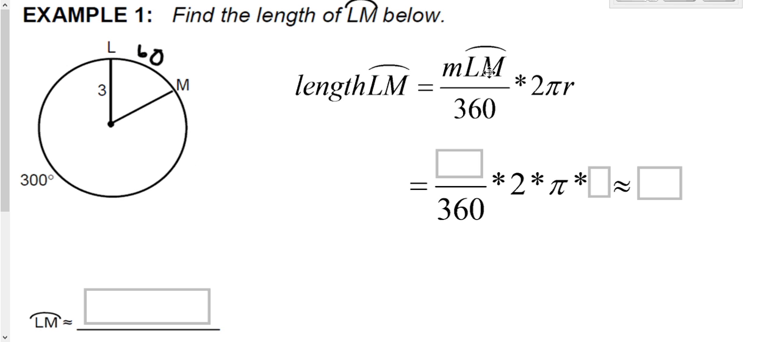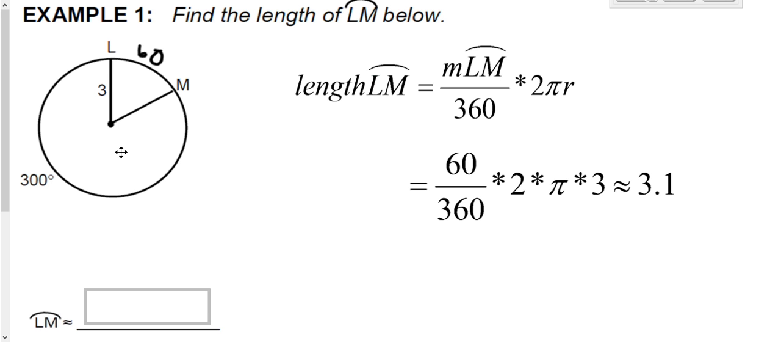So now we're ready to do our formula here, which says the length of this arc will equal the measure in degrees divided by 360 times the circumference, 2 pi r. So we just substitute the 60 in there. And then I'm using these stars for times: 2 times pi times the radius. The radius of this circle is 3. And so you can put it in your calculator just like that. 60 divided by 360 times 2 times pi times 3, and round to the nearest tenth like we always do. And we get approximately 3.1.